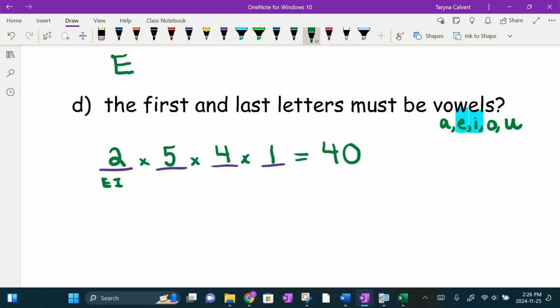And again, remember guys, these arrangements do not mean we're making words that make sense. They're just arrangements of letters. Probably can't make any other words that make sense out of the word English, but maybe we could. Does that make sense though, guys? We're just arranging letters, not making actual words. So there's 40 different arrangements we can make using the letters in the word English, where it has to start and end with a vowel.